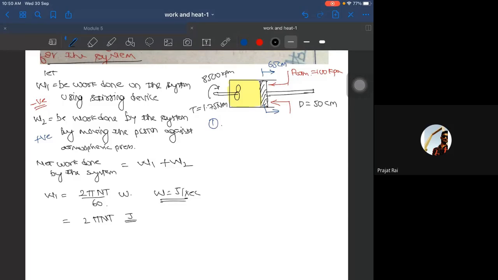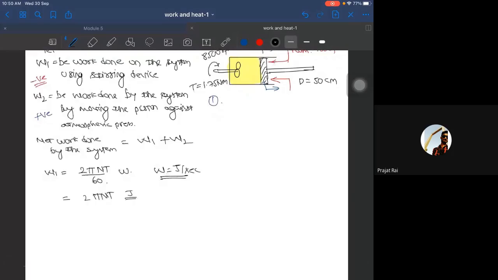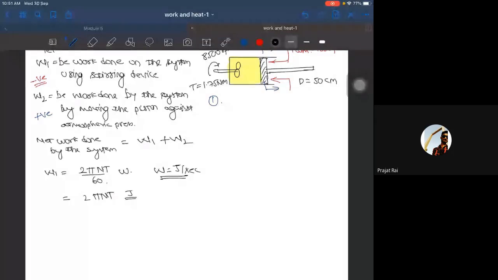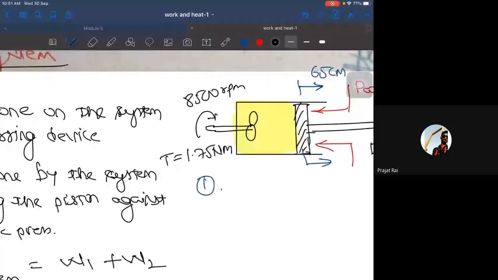Okay, I'll just keep it like that so that you can understand it. Watt is equal to joules per second. So if you divide it by 60, you will get the answer in watts. When you just multiply it by 2 pi NT, then whatever answer you get is in joules. So we want joules, so we shall take the second expression. So W1 is equal to, now what am I supposed to know for this substitution? N is given in the problem. It is 8,500 RPM.